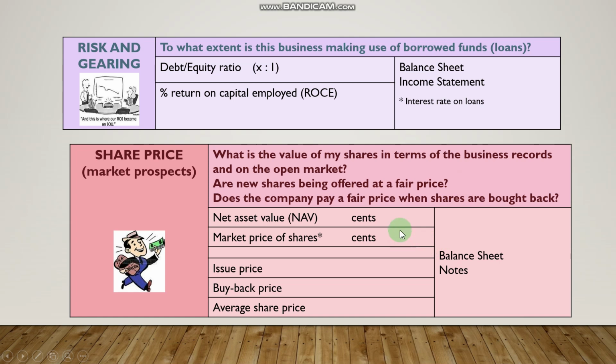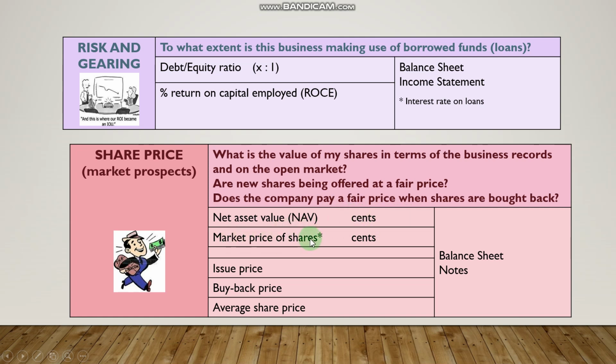So the two important financial indicators here would be your net asset value. If your net asset value is per share, so we should write the word per share here. NAV, net asset value per share, we're looking at the number of cents. Remember, the net asset value is talking about the value of the shares according to the business records. So to calculate the net asset value, I will take my shareholders' equity divided by the number of shares times 100/1, and my answer there would be the number of cents.